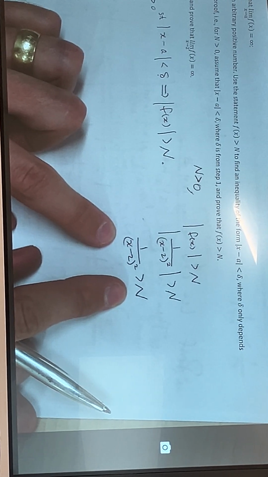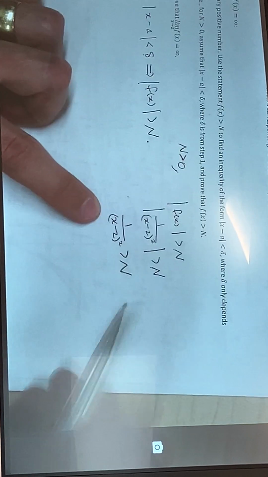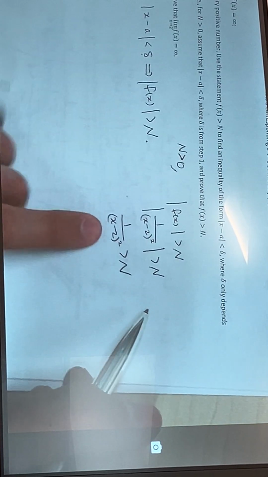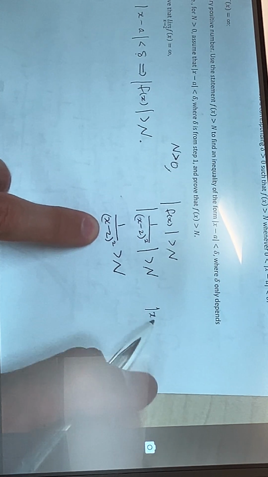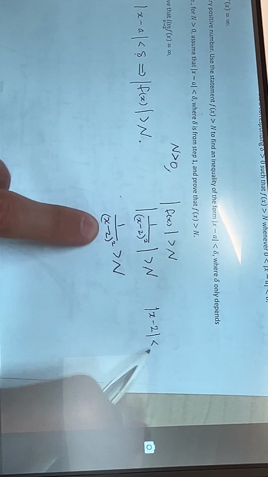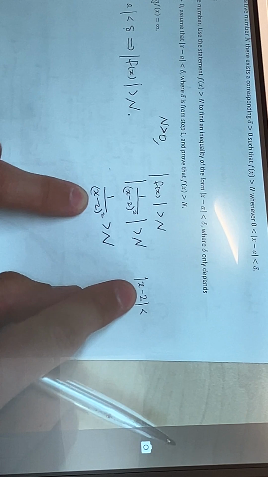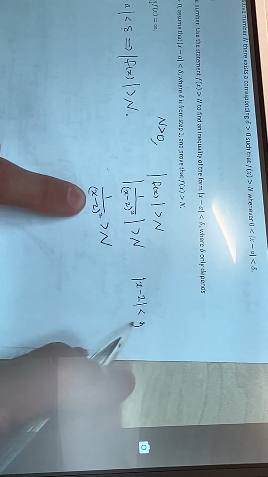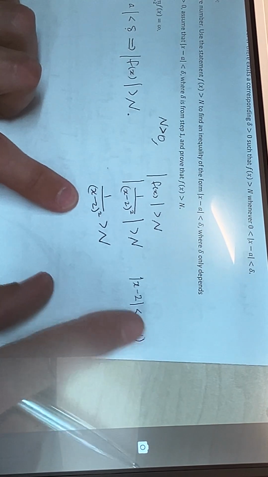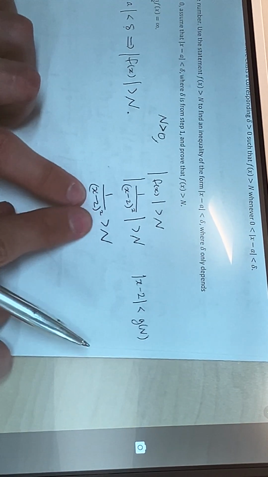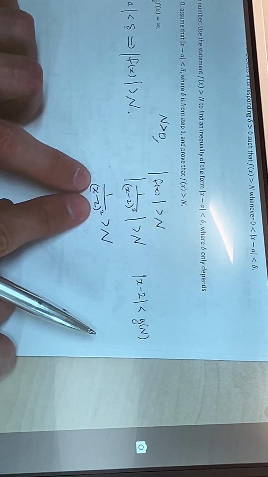notice we're looking for something the same way the other one we were looking for something that had to do with the x in absolute values. We want something like x minus 2 instead of absolute values. We want some bound for this. We want over here some function that has n as the variable. And then we choose this thing to be our delta right here. And so we need to get x minus 2 by itself.